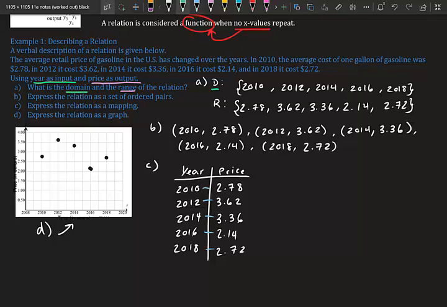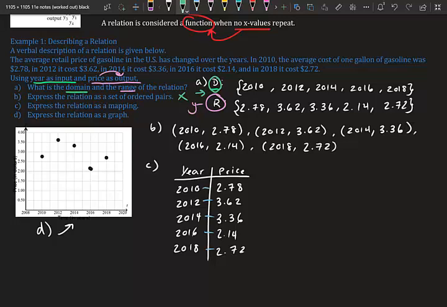So it told you that year is input, and we know input is always domain. Then it told us price was the output, and output is always the range, which is always Y. Because X is what you put in, and Y is what you get out of it, because you plug in X to solve for Y.